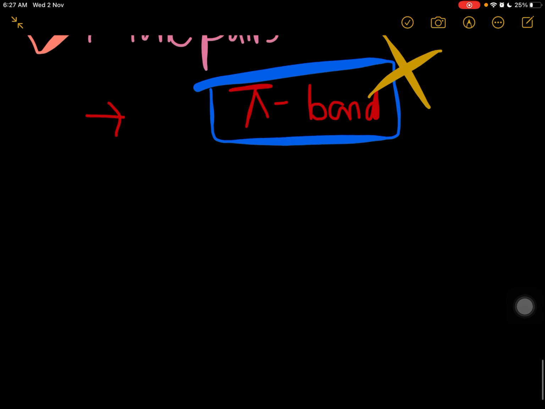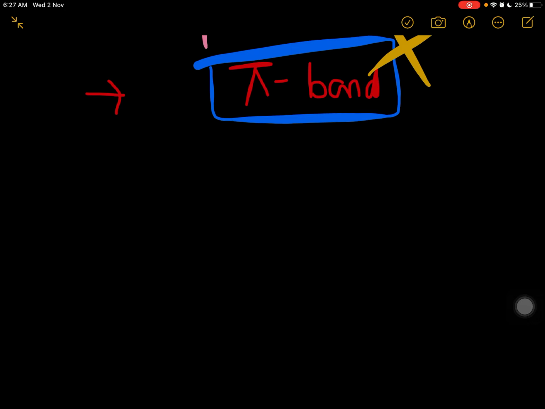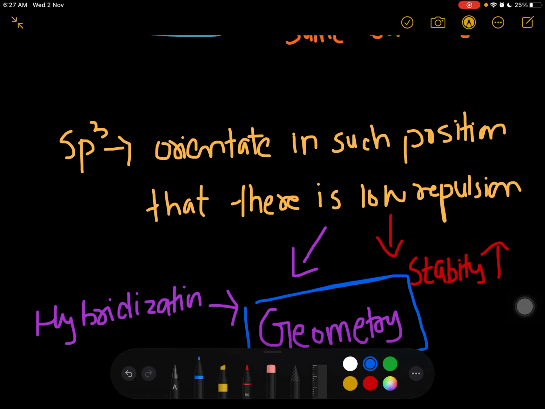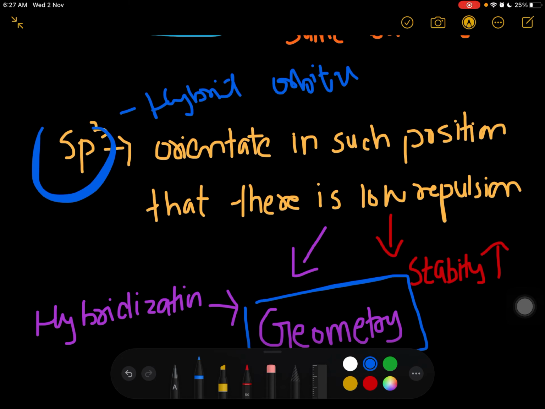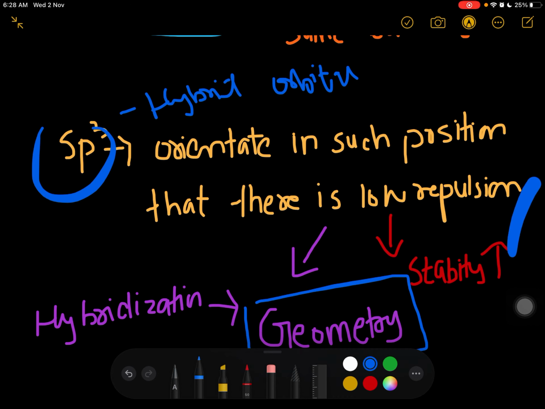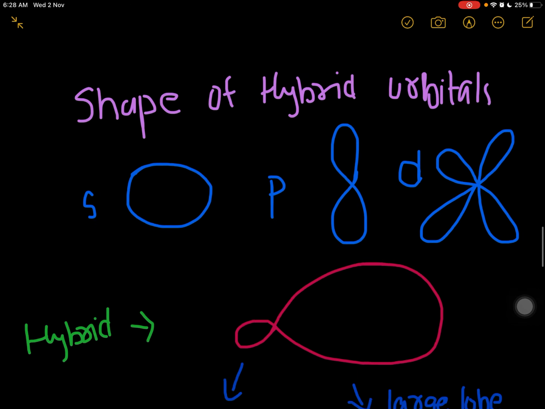There is another thing, that the hybrid orbitals orientate such that repulsion between them is minimal. I have talked about this over here. It is not sp3 only; any hybrid orbital can orientate in such a position that there is low repulsion in order to increase stability, and this gives rise to the geometry, basically.